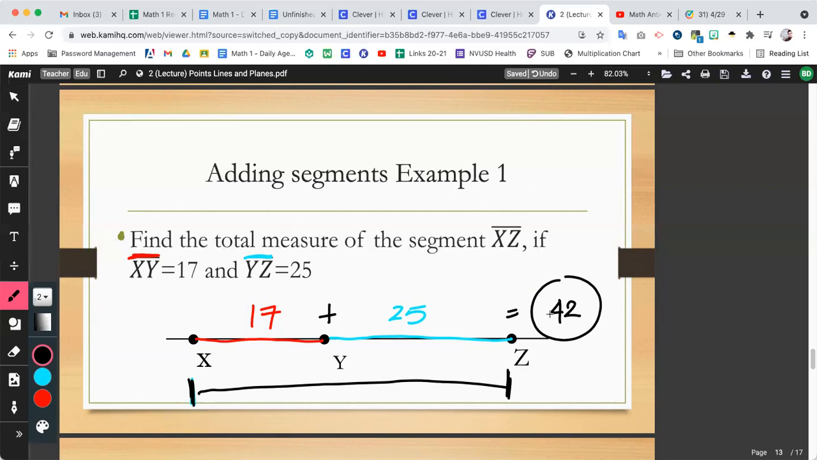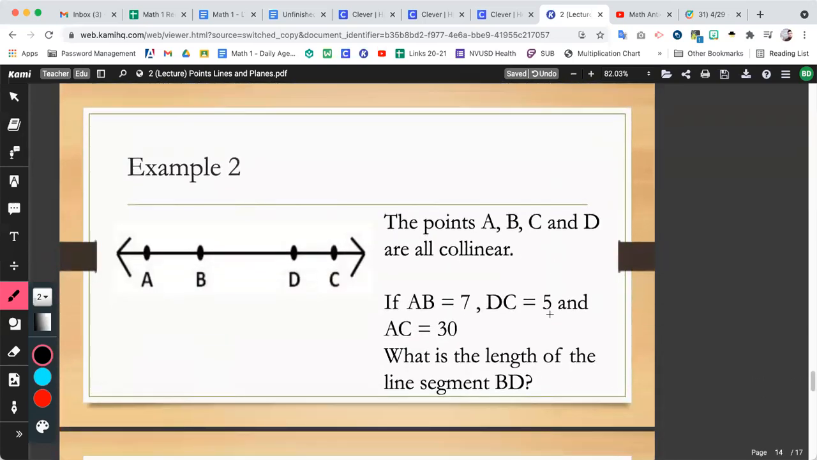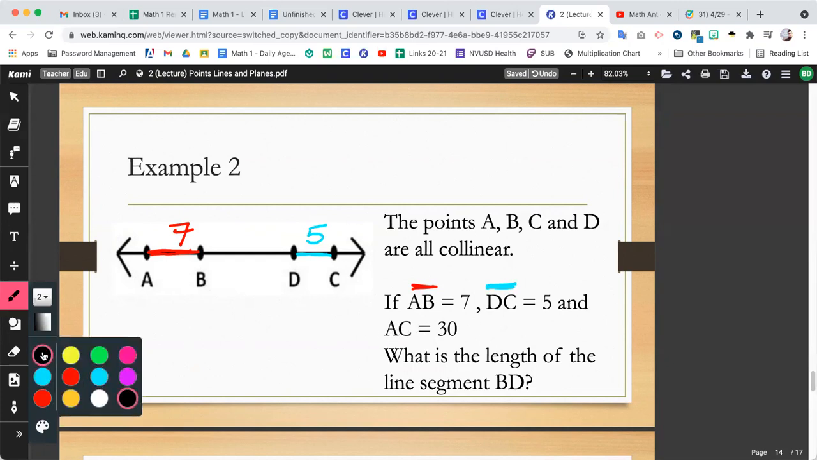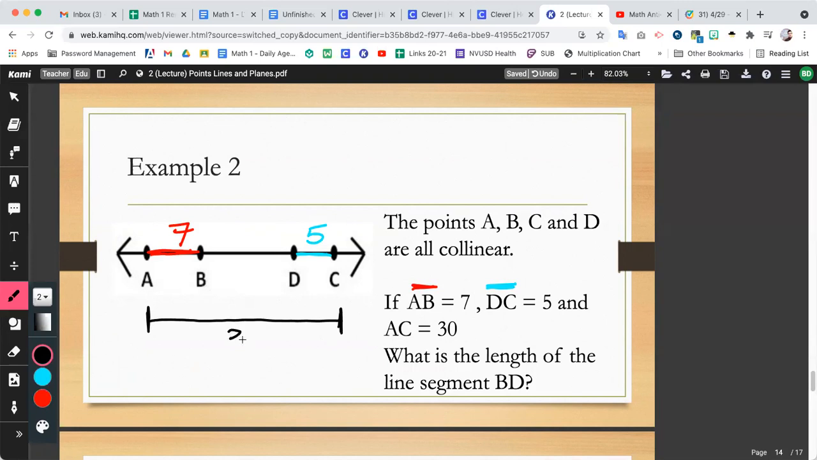Okay, let's step it up a little bit. So example 2, we have 4 points. We're just going to read the situation and fill in what we know. It says AB equals 7. DC is 5. And AC is 30. Now be careful. AC starts here and goes all the way here, and that's 30.